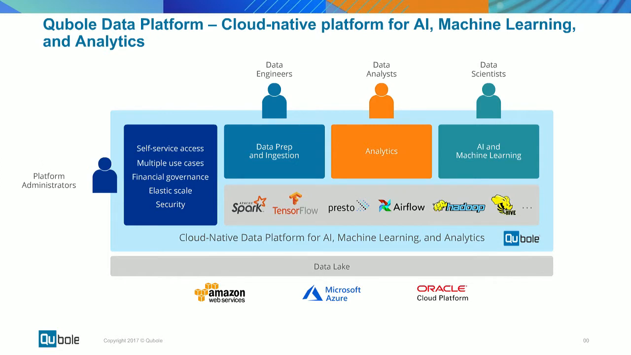So let's take a quick look at the platform. Qubole is a managed cloud-native data platform. What do we mean by that? We provide services to multiple types of personas using multiple engines such as Hive, Hadoop, Spark, and Presto, along with frameworks such as Airflow and TensorFlow. This allows the personas that you see here to be more productive and efficient.